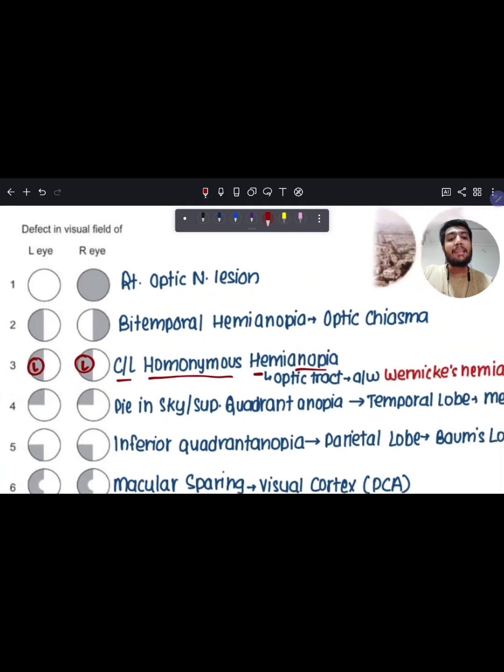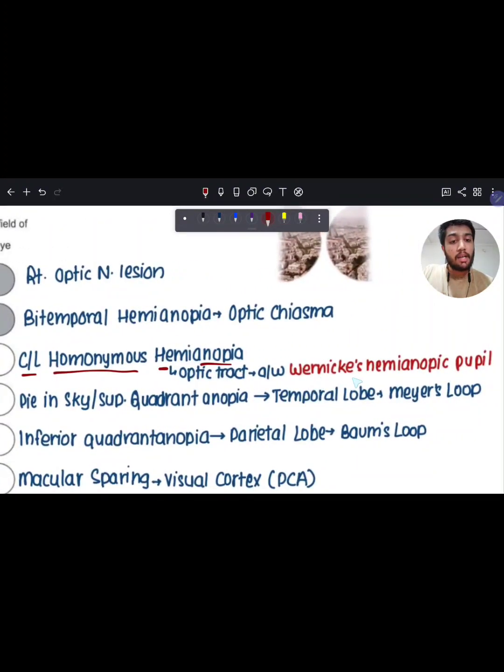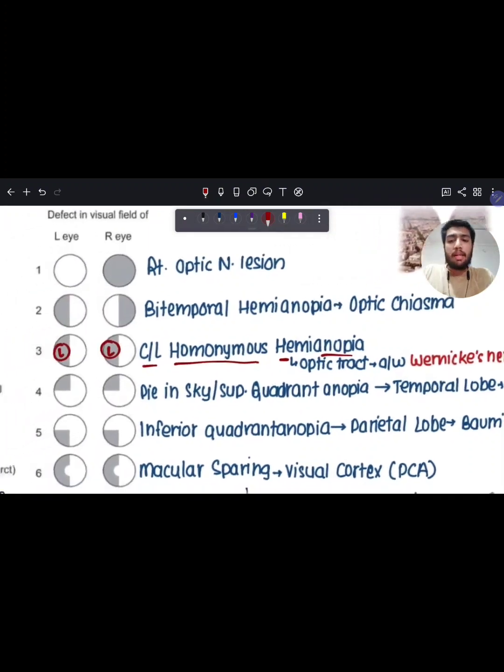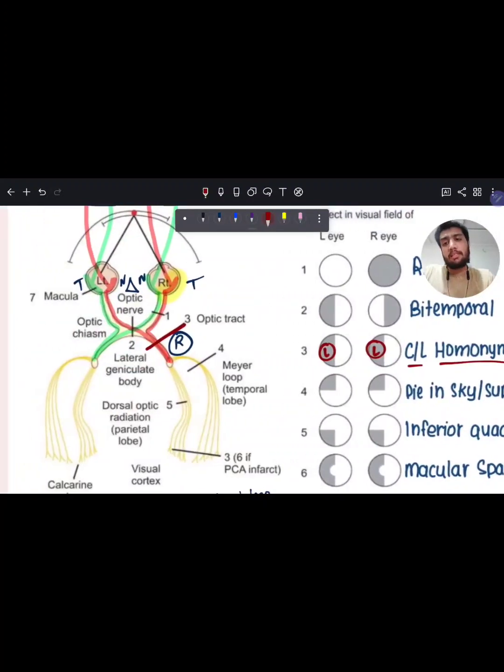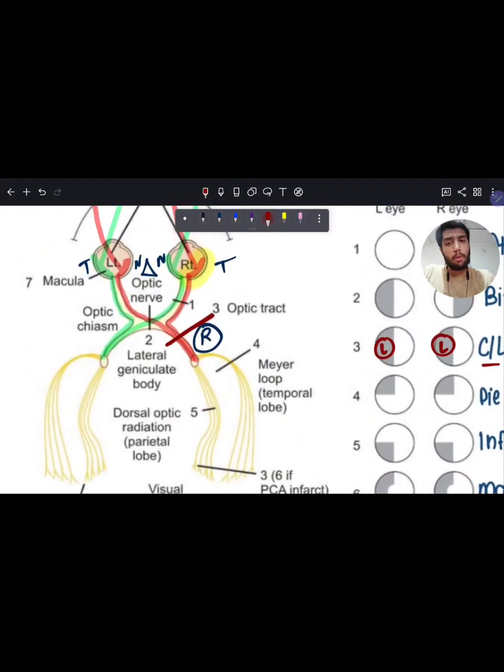And this is the same concept behind what is associated with Wernicke's hemianopic pupil, and this is the same concept we are also again going to discuss in the same pathology further in the video. All right, so let's discuss more pathologies. Let's discuss more lesions. So one more lesion that is more commonly asked always in the exam is what happens if there is a tumor that is pressing on the optic chiasma.